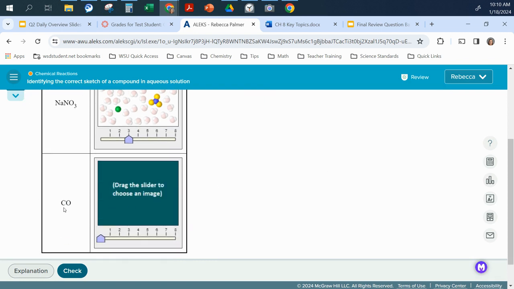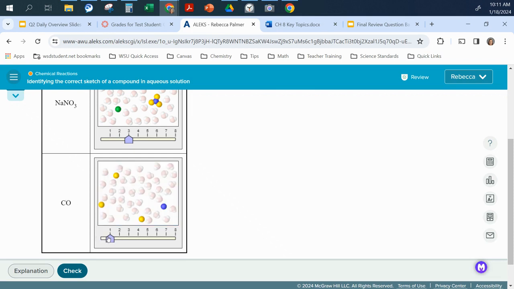Okay, next one. CO, is this ionic? No, this is not ionic. If it's not ionic, it won't split into ions. Okay, it also doesn't have any hydrogens. It's not an acid and it's not ionic. So we're looking for a molecule. So CO dissolved in water will stay as CO. So we're looking for something that represents carbon bonded to oxygen floating around in water.